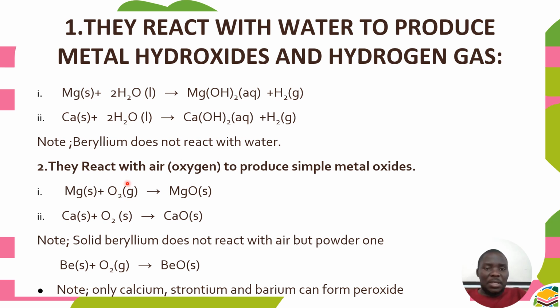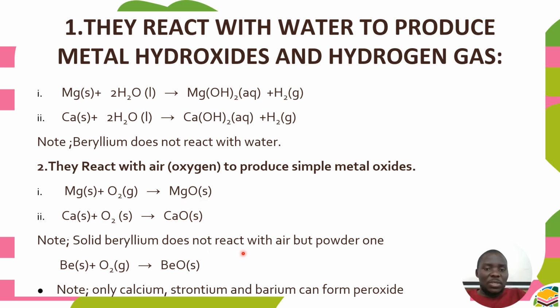They react with air to produce simple metal oxides. Here they always produce simple metal oxides because, based on reactivity, they are less reactive compared with alkali metals. So if they react with air, magnesium will produce magnesium oxide. Calcium will produce calcium oxide, as stipulated in these equations.